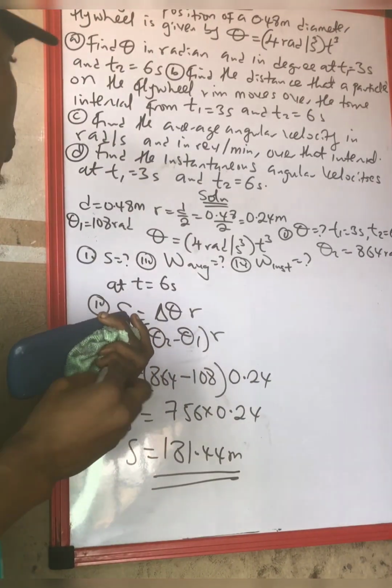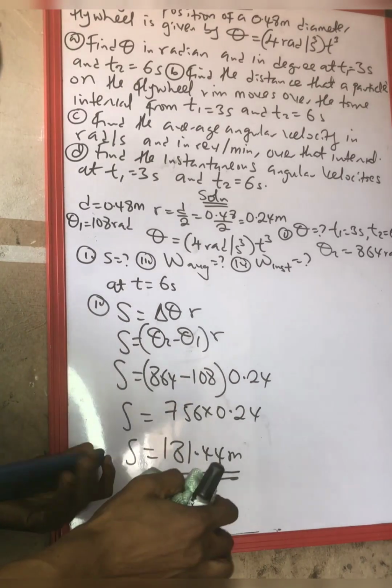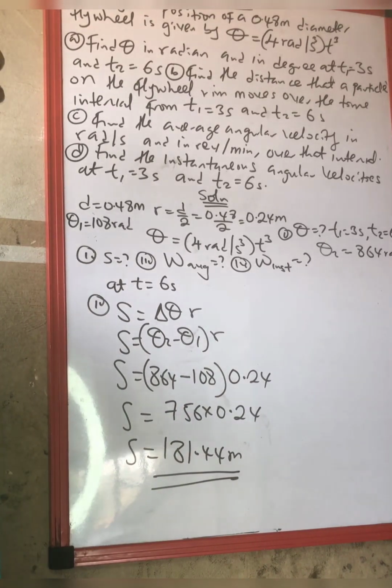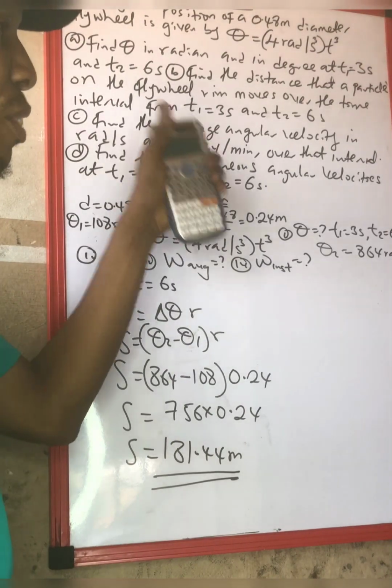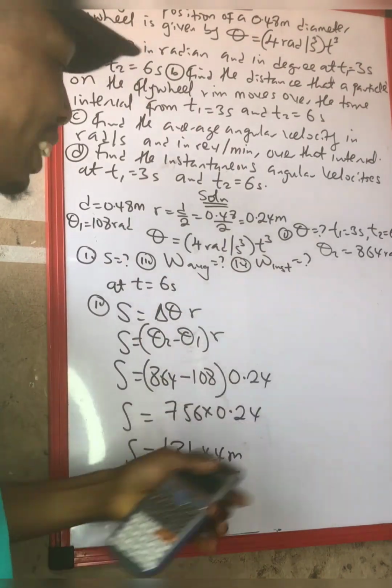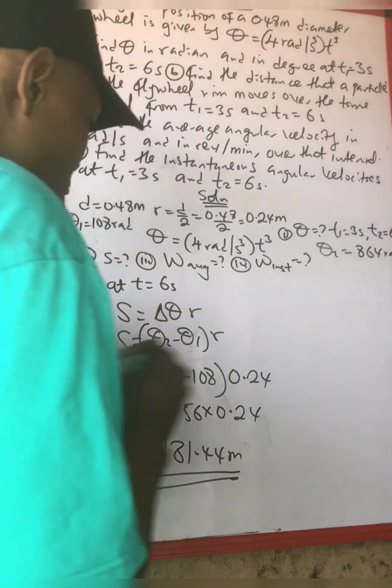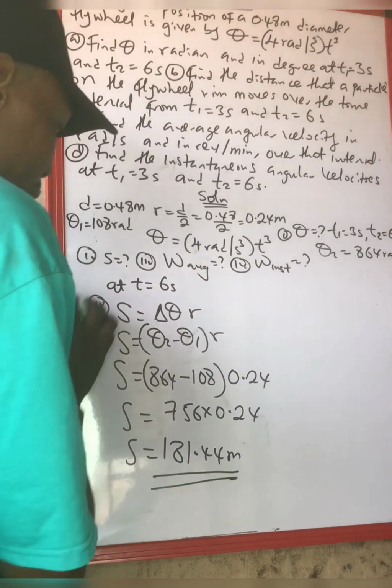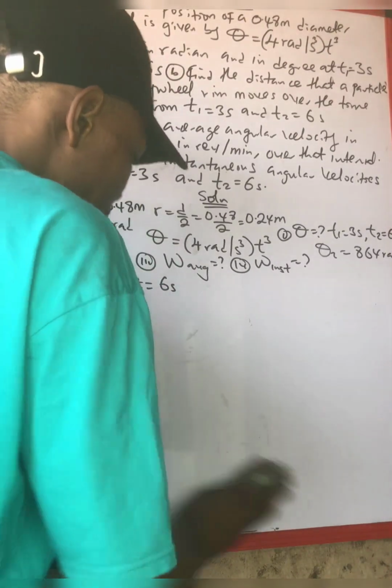So the next one, which is the number 3 question, we're asked to look for the average angular velocity in rad per second and in rev per minute.